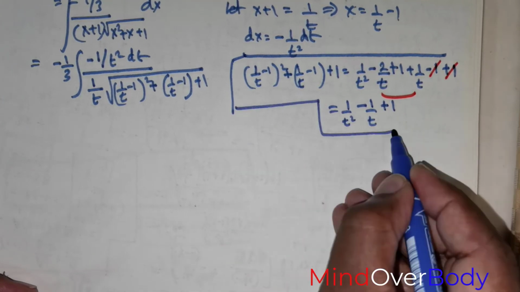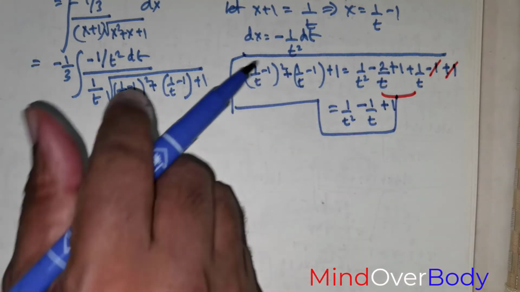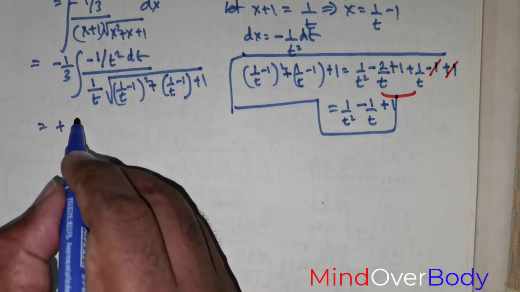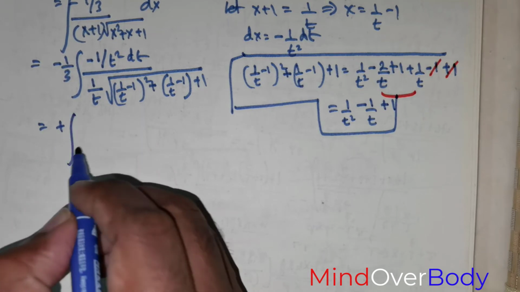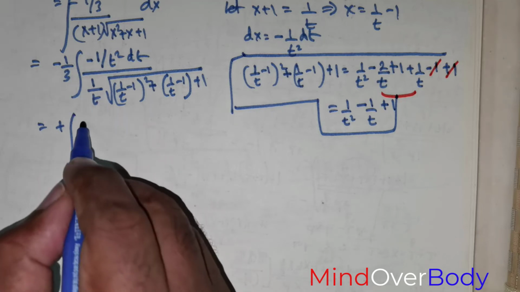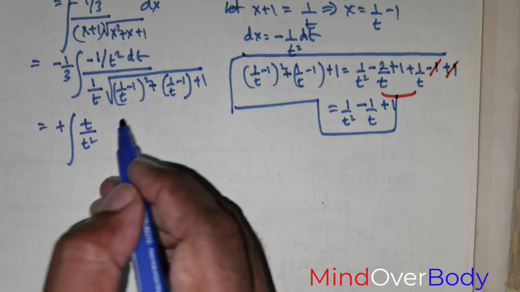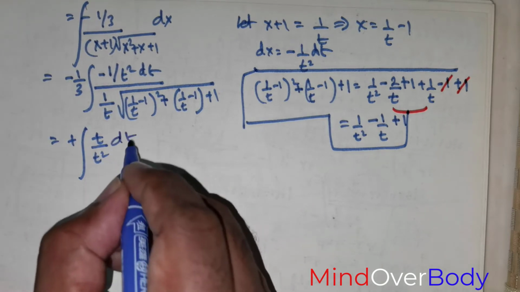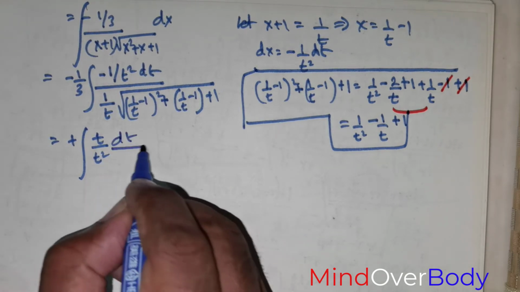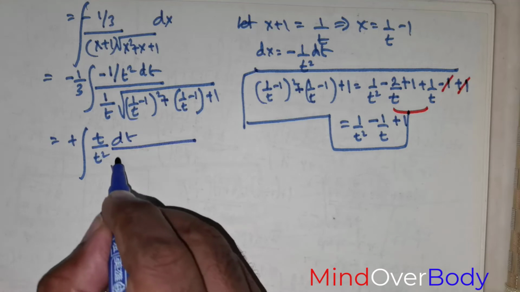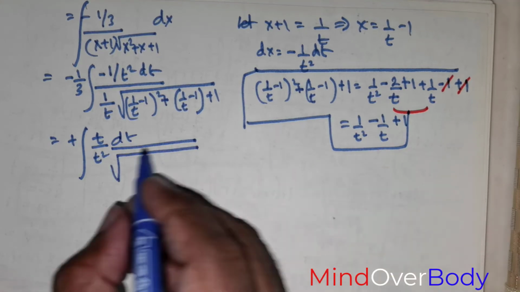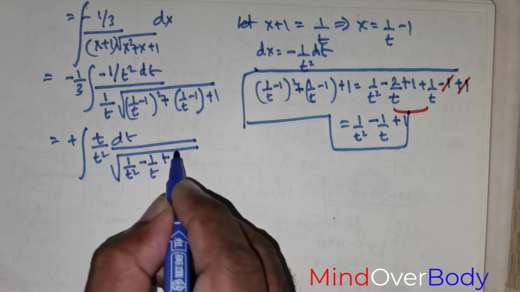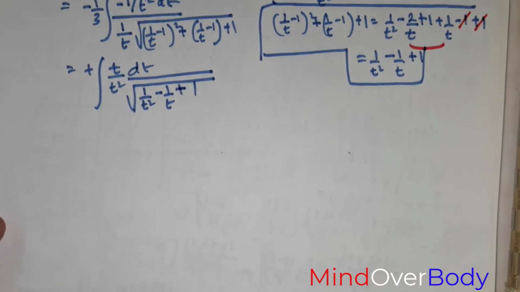So I'm going to make use of this. So take this out and substitute here. So this is going to be negative is positive. So integral. Now if I were to flip this, this will be t over t squared, right? t over t squared times dt, divided by root of 1 over t squared negative 1 over t positive 1. So this is what we have got.